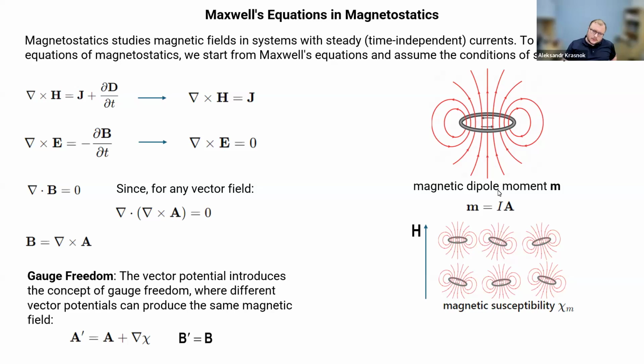If you have a system of such current loops and put it in an external magnetic field, these magnetic dipoles will orient either along the magnetic field or in the opposite direction. This is what causes magnetic permeability, magnetization. And this is why we need to use two fields, B and H, and why we distinguish them.